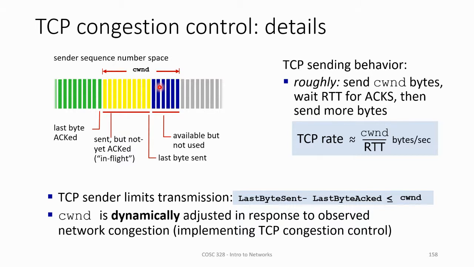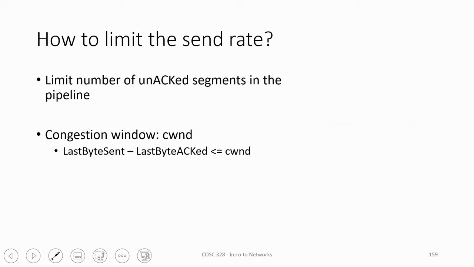bytes over one RTT. And then for that RTT, it means that it just sends all of these bytes and then waits for some RTT time, right? So then basically you can say that the rate is CWND over RTT bytes per second. So that would be the rate of the TCP. And if this CWND is increased, then the rate increases. And if this one decreases, then the rate also decreases.